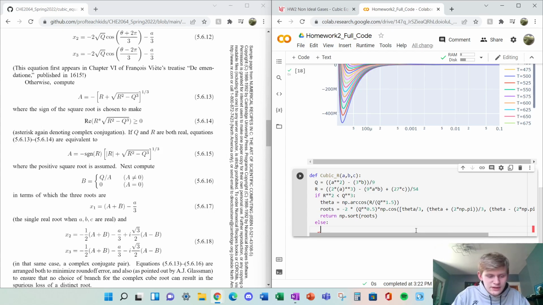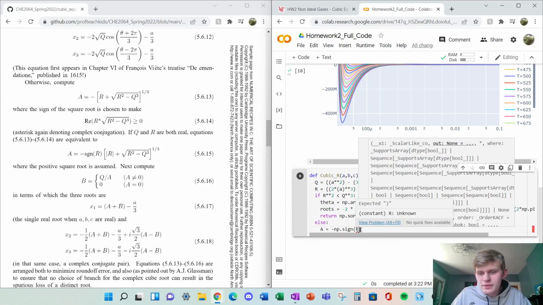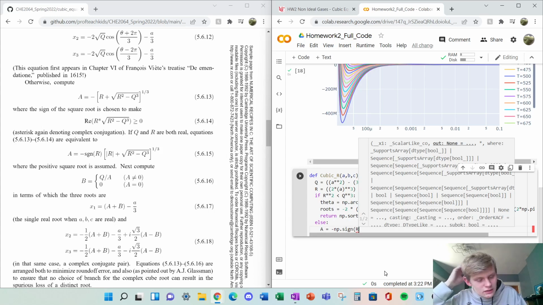So our next else statement is A, and since we want to copy this one down, it's going to be negative NP sine. And the sine function for numpy just indicates what sign R is going to come out as. If R is a positive value, it will spit out a positive one. If it's negative, it will spit out a negative one. So that is what we want to do here.